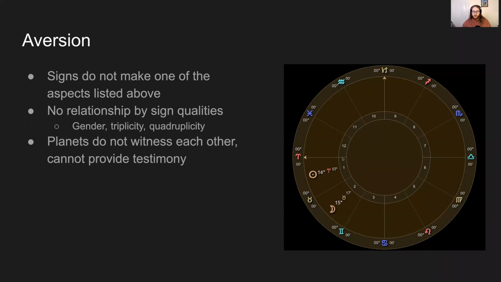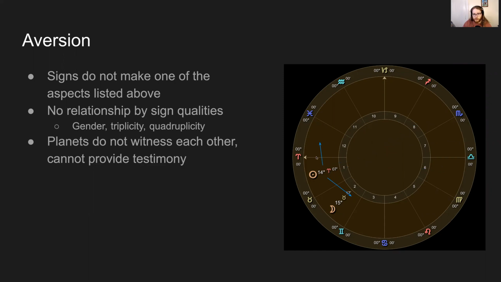So the final thing that we're going to look at is aversion. This is kind of an overlapping topic with the modern minor aspects, but a little bit different. When we think of planets in aversion, remember earlier with all the aspects I was talking about how they relate to each other based on different sign qualities. Signs are in aversion to signs that they share no qualities with. So it would be the 2nd, 12th, 6th, and 8th.